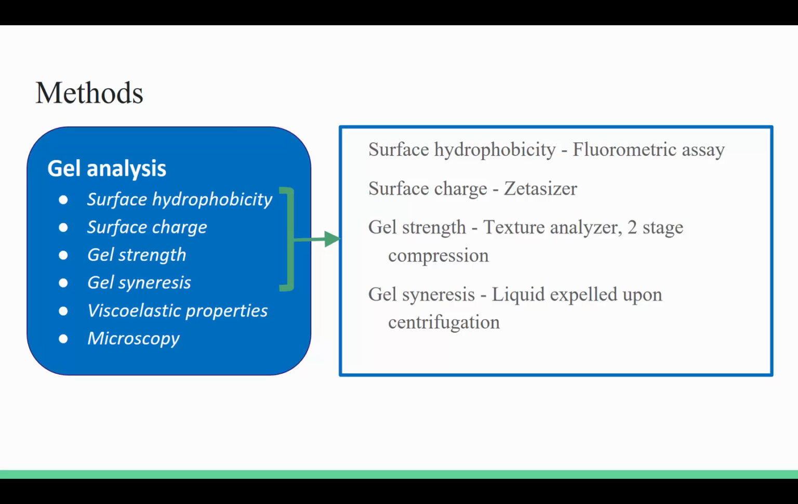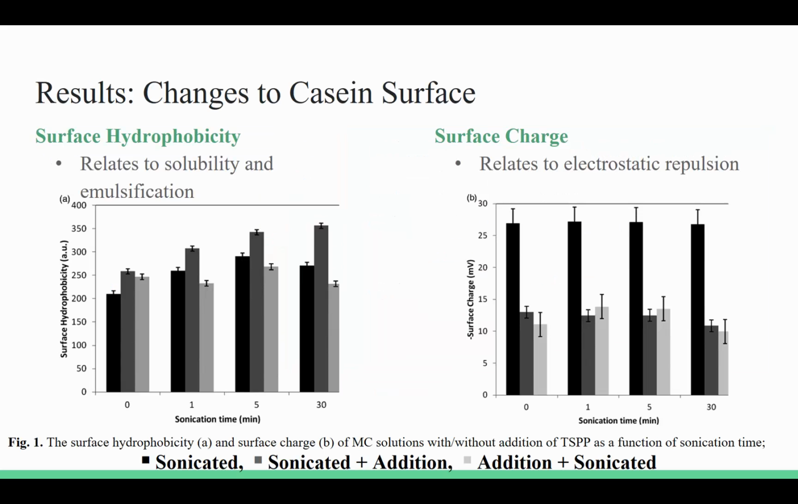And here are the specific methods they used to analyze the gel. We're just going to look at the first four because they're most relevant to what we've talked about in class. So first of all, they looked at surface hydrophobicity using a fluorometric assay with the ANS probe method. They also measured surface charge with a zetasizer. They looked at gel strength via a texture analyzer and a compression test. And then they looked at gel syneresis by a centrifugation method.